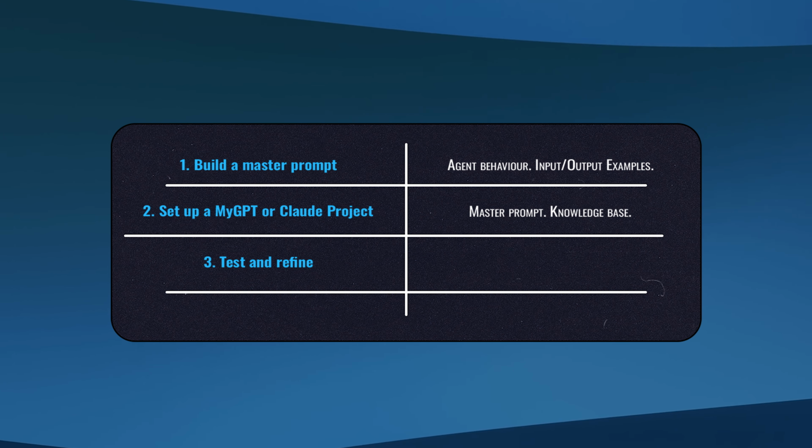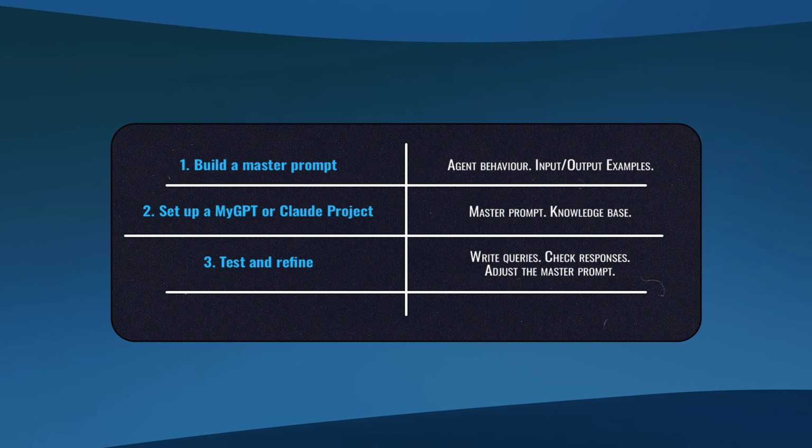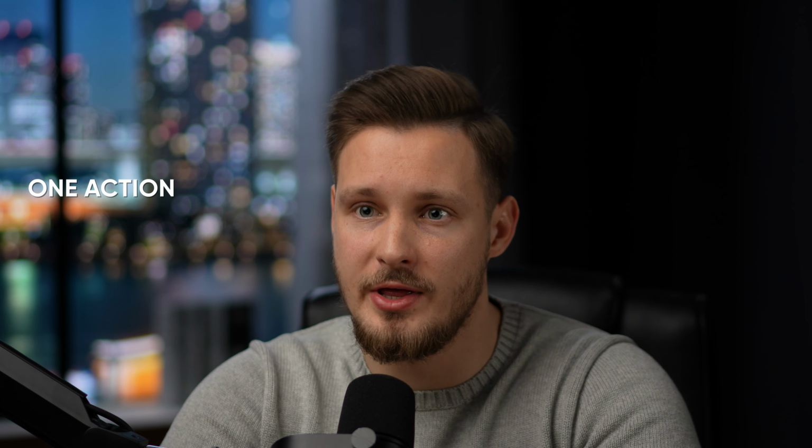Number 3. Test and refine. Write queries, see how it responds, tweak your master prompt until the output is sharp. That's how you test each tool. And by tool, I mean one action that agent can perform. Update a CRM record, find a product, whatever it is.